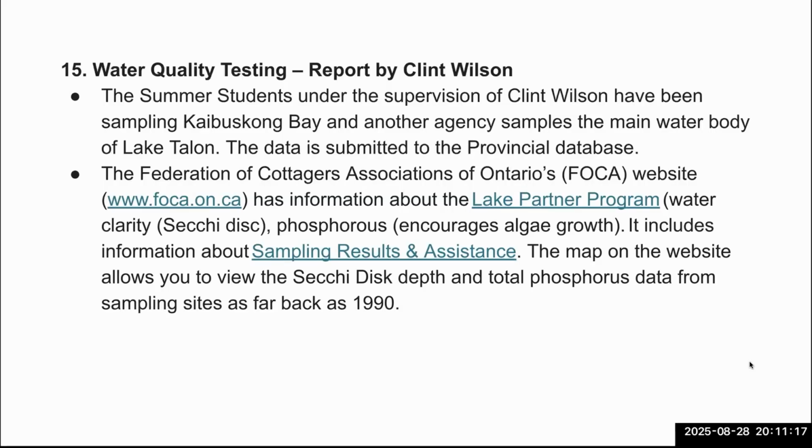The last 2-3 years, Kabascong has always had, we look at Secchi disk, which is basically a measure of water clarity, and we are looking at about 2 meters roughly, or even a little bit less, depending.